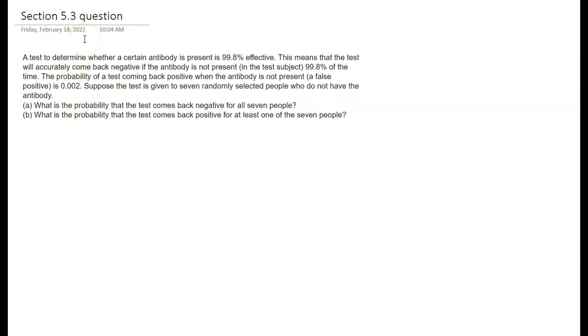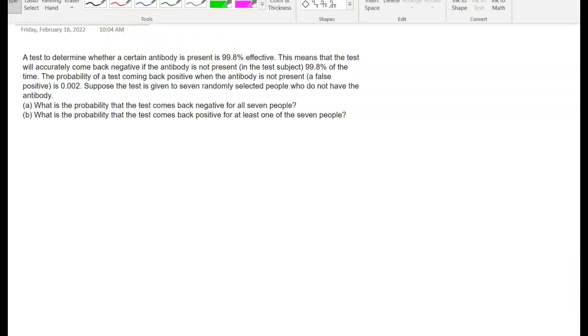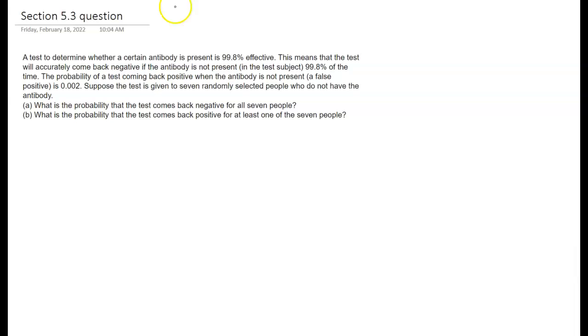Okay, so reading through the problem, a test to determine whether a certain antibody is present is 99.8% effective. So this means that the test will accurately come back negative if the antibody is not present in the test subject. So 99.8% effective will accurately come back negative. So that's the probability of a negative test.